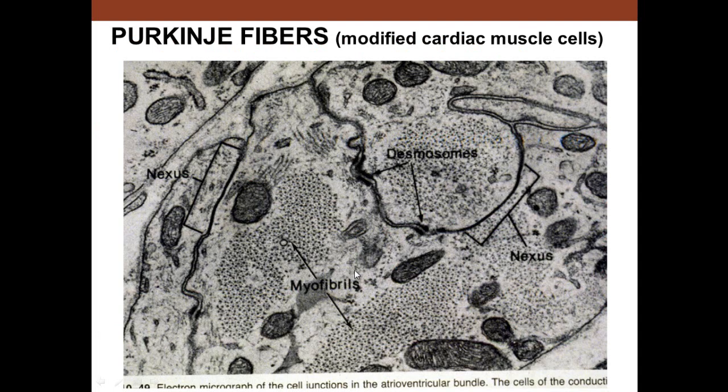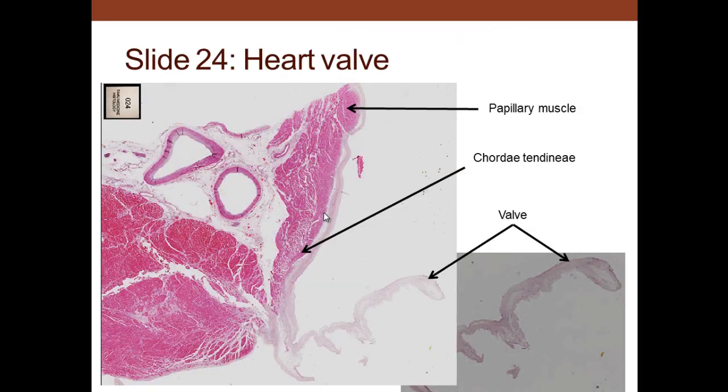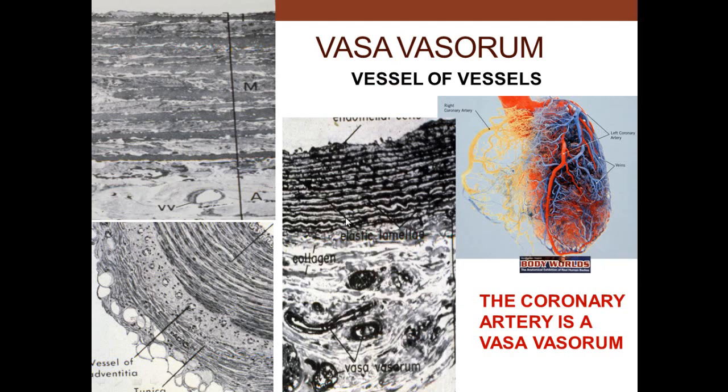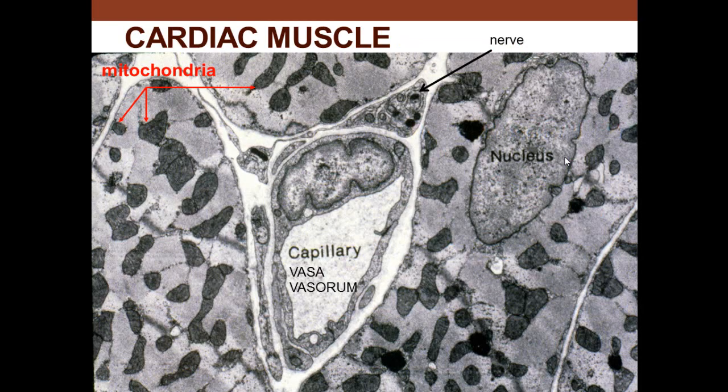But if you look at the cell, you can see the myofibrils, the cells of the Purkinje fibers are modified cardiac muscle cells. And here we see a papillary muscle in the heart, as well as a valve projection of the heart. Now, a vasa vasorum is a vessel of vessels, and here we see the elastic artery with a vasa vasorum. We see a muscular artery with a vasa vasorum.